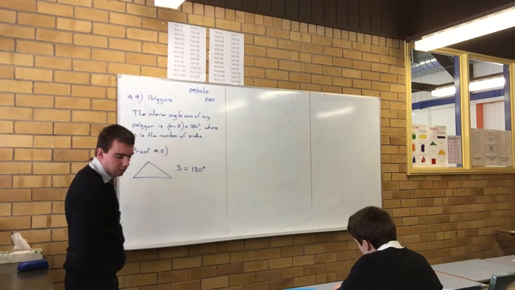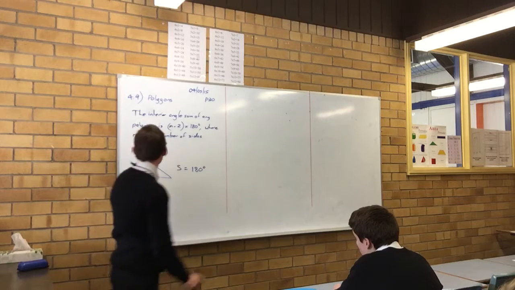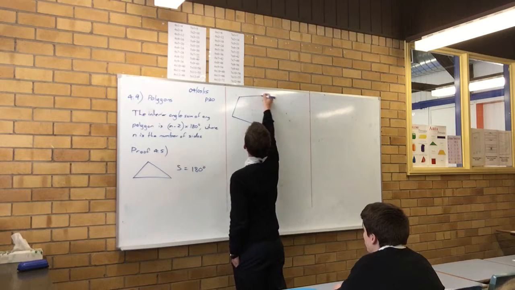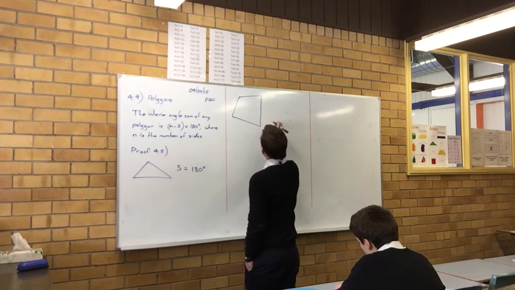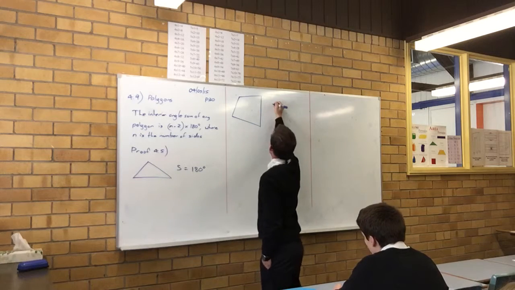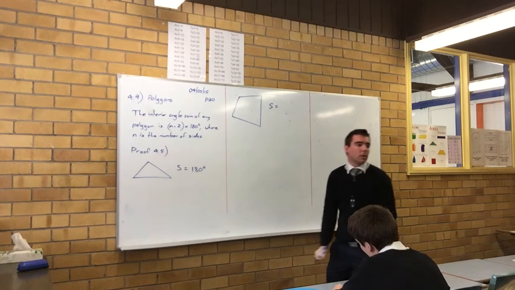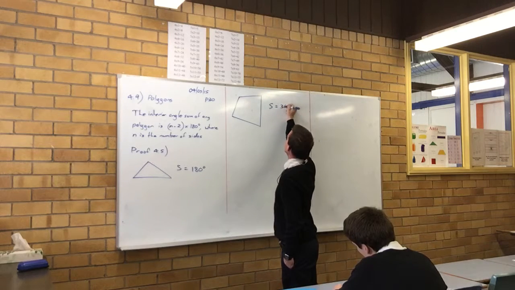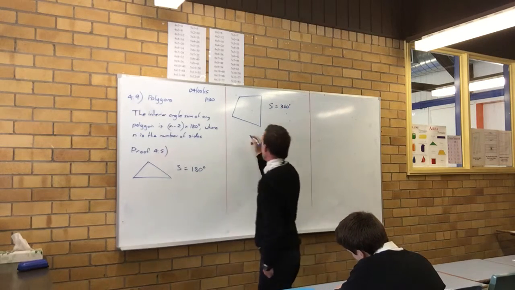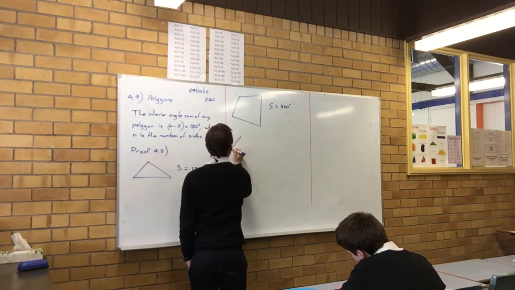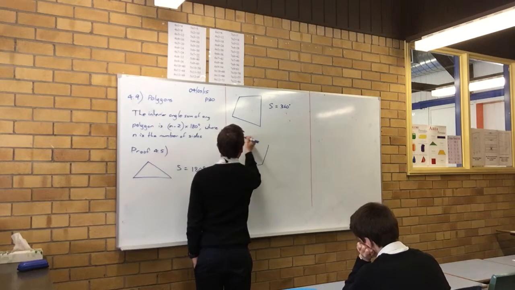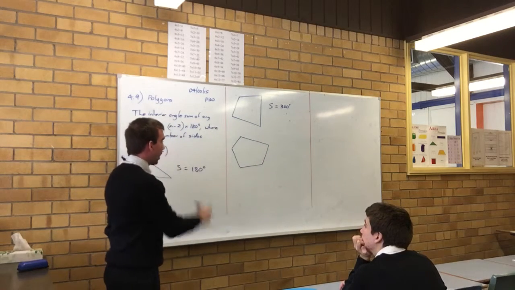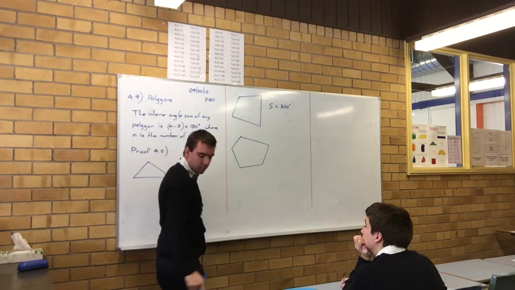Alright, so the next size up polygon has how many sides? 4. Let's draw any generic 4-sided polygon. It doesn't have to be regular. And the angle sum of a 4-sided polygon is 360, and we proved that as well last week. Next one up, we'll have 5 sides. A regular 5-sided polygon is called a pentagon. Pent for 5.